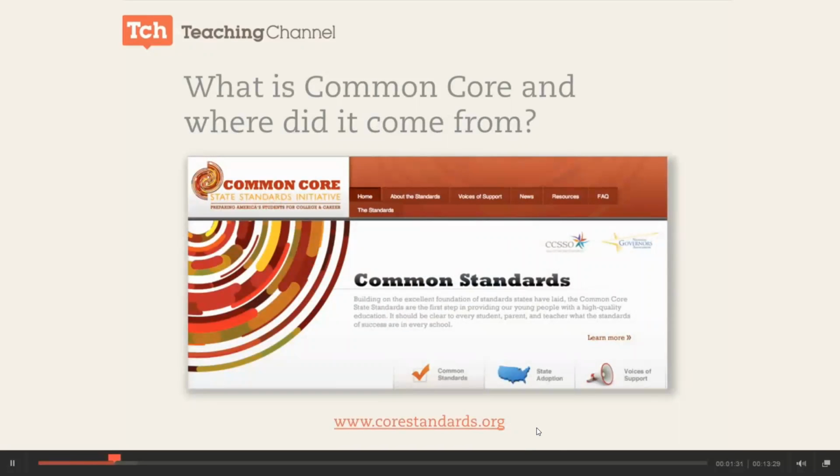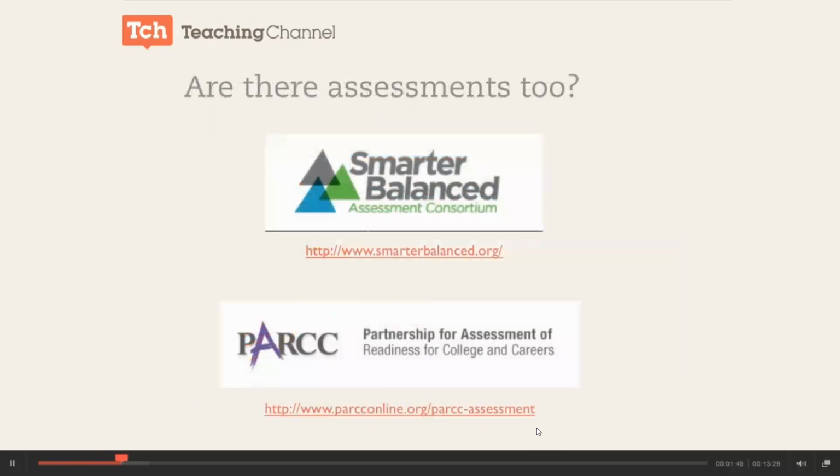And so this website, www.corestandards.org, is a wonderful resource if you want to know more about the history of the standards. Along with the standards themselves is the assessment component. And this component leaves a lot of questions for us still, because it's still in progress. The assessments are still being written.